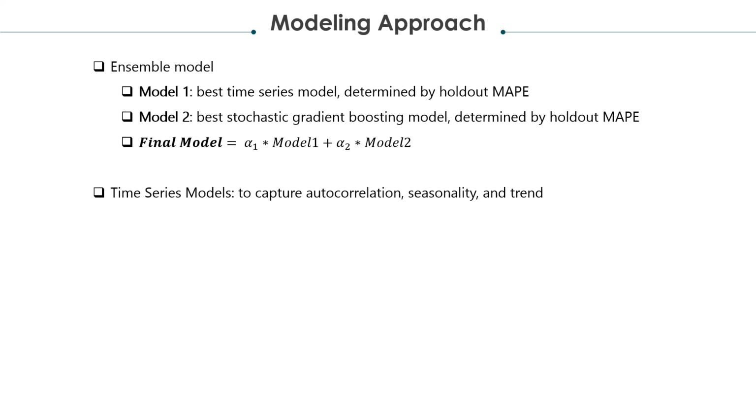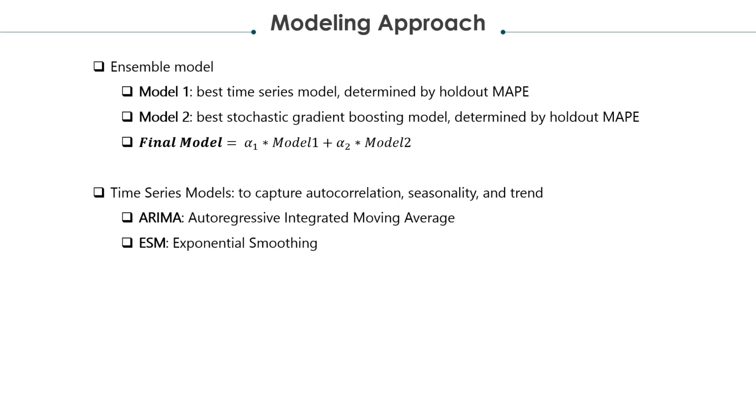So just a bit more about the time series models. We're going to use those to capture things like autocorrelation, seasonality, and trend. We'll do two different time series models. One is an autoregressive integrated moving average, so that's known as an ARIMA model, and then also an exponential smoothing model. If you've ever been around time series forecasting, these are kind of your bread and butter, basic time series models.